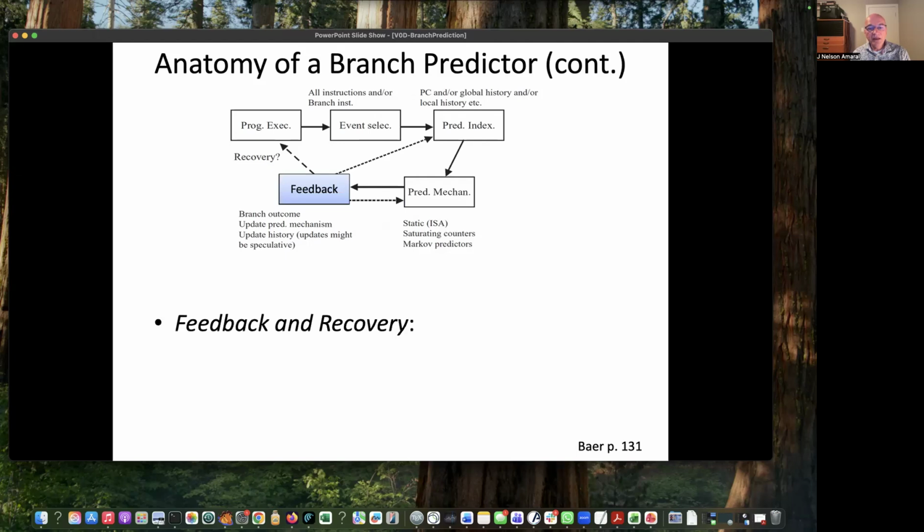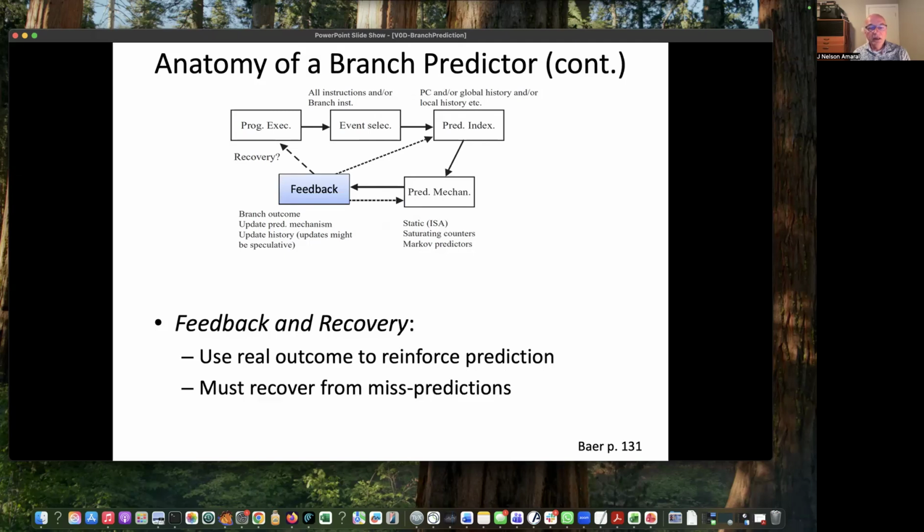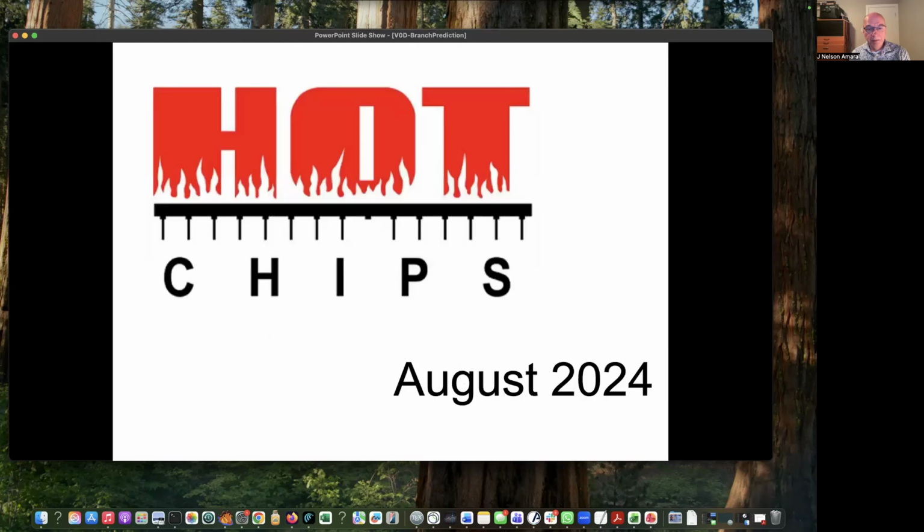And then for the feedback and recovery, I can use the real outcome to reinforce the predictor. And I must also recover from misprediction. That's part of the recovery mechanism. So if I make a prediction and the prediction is incorrect, I'm going to start speculatively executing instructions that should not have been executed. So when I discover that my prediction was incorrect, I need to fix that by doing something that we call squashing instructions, where we transform the instructions that we started executing speculatively into no-ops.